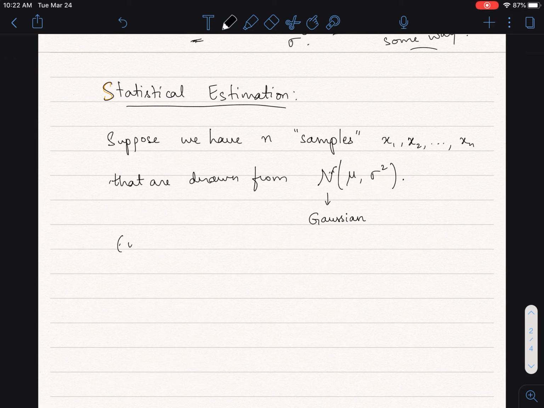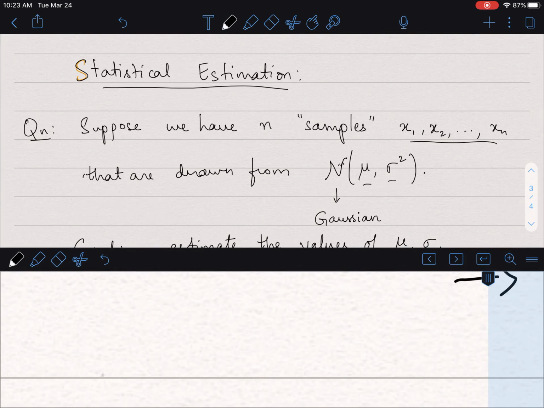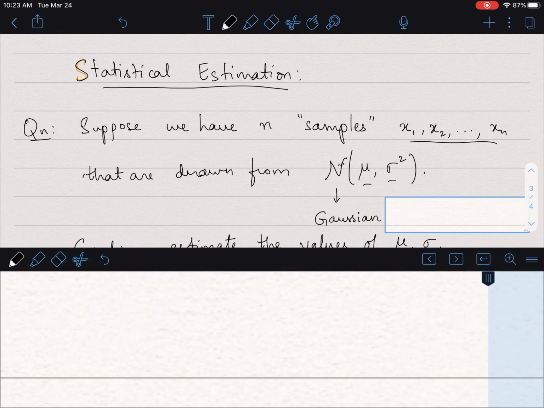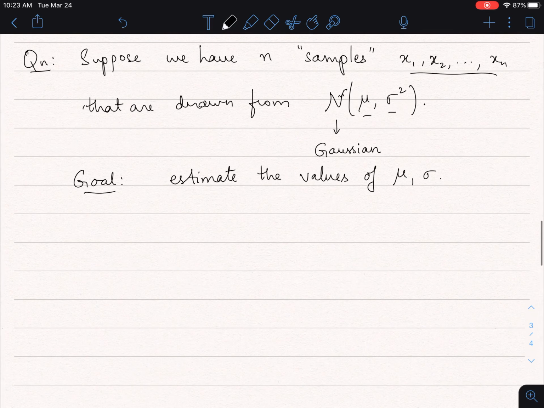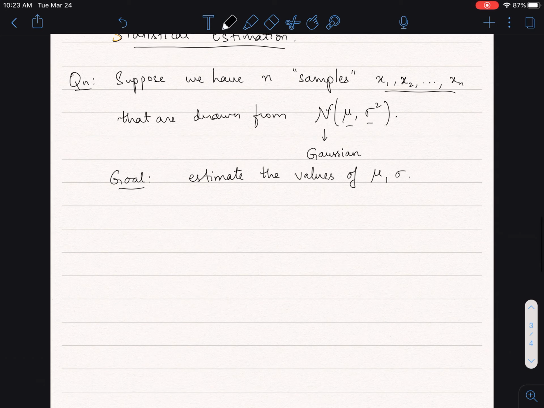We don't know mu and sigma squared. And the goal is to estimate the value of mu and sigma. Okay, so this is a very basic question in statistics. And as you can see, this is the quintessential example of going from data, which is your x's, data that you've seen, to saying something about the process that generated it. In this case, we want to find the mean and variance of the process that generated this. Okay, so this is one of the most basic problems of statistical estimation.